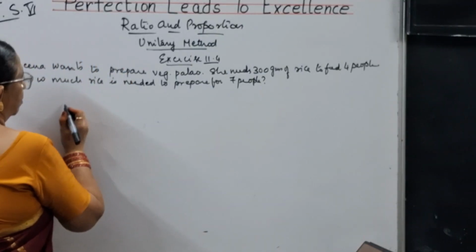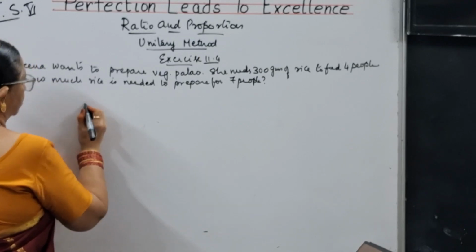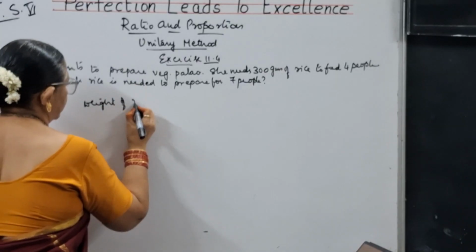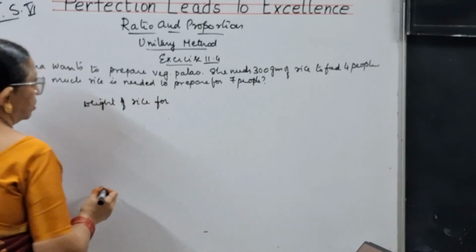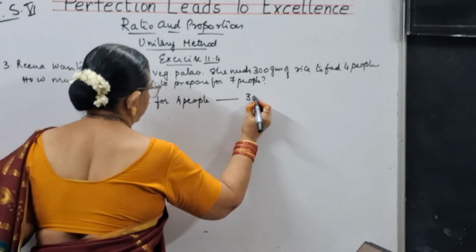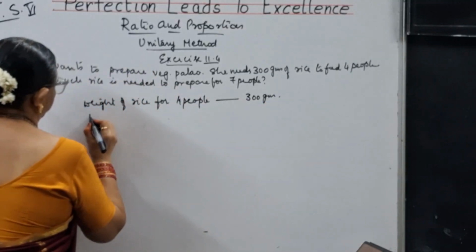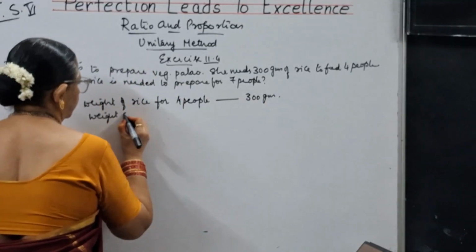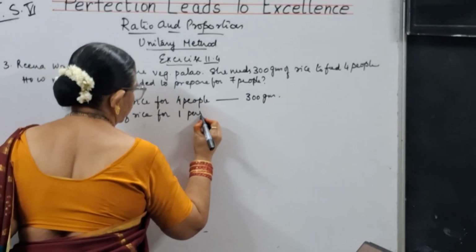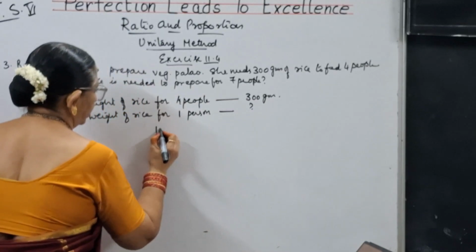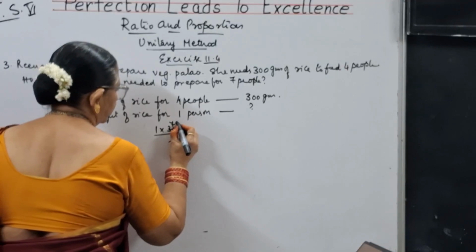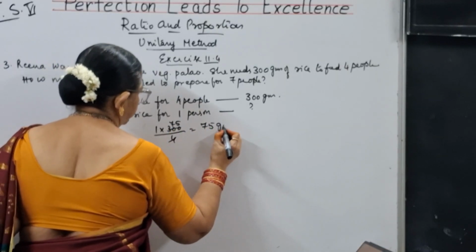That is the question. So, what is the weight of rice? I'll write it as weight of rice for 4 people is 300 grams. So we need to find out first the weight of rice for 1 person. How much is it? 1 into 300 by 4. 4 sevens are 28, 4 fives are 20, that is 75 grams she needs.